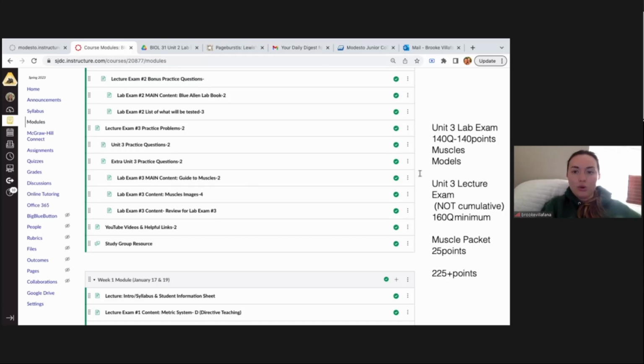So you have probably more than 225 points left, but 225 points should be your minimum amount that you have left in the semester. It's just a way to encourage you to realize you have a lot more points left and you have a way to make up your grade. Okay, hopefully that makes more sense.